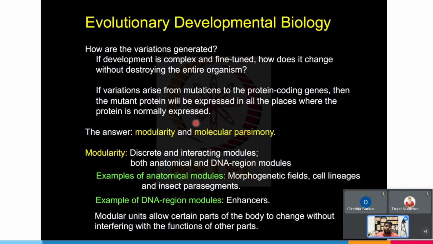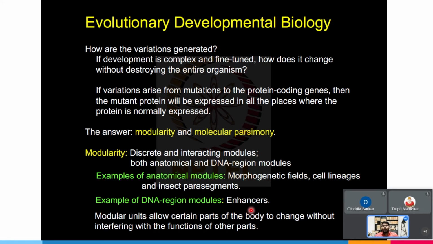The answer to this question is via modularity and molecular parsimony. So what does modularity mean? Modularity means that there can be discrete and interacting modules in a particular region, so the same parameter can be used in different regions and will act differently. These can include morphogenetic fields, cell lineages, and insect parasegments. An example of DNA region modules is enhancers.